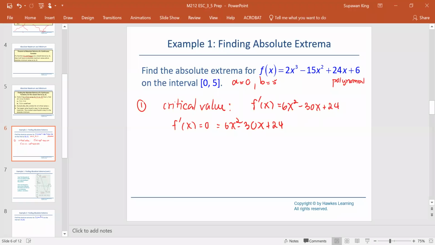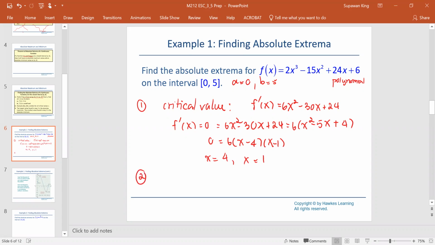We're going to solve for x in this quadratic equation. Factor 6 out, we have 6 multiplied by (x^2 - 5x + 4). Factoring further, we have the factors (x - 4)(x - 1). Therefore, we have two critical values, x = 4 and x = 1.